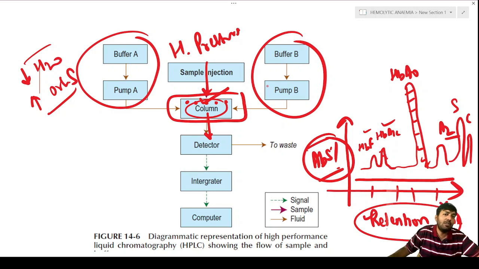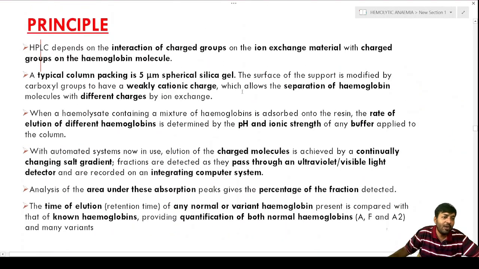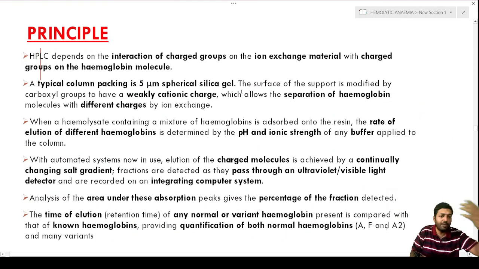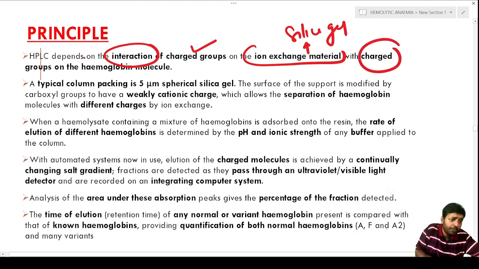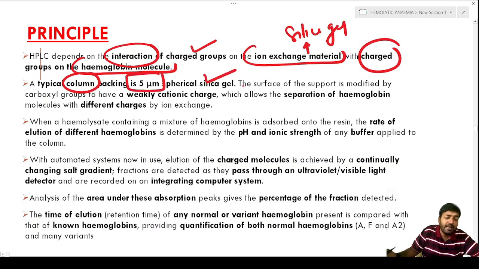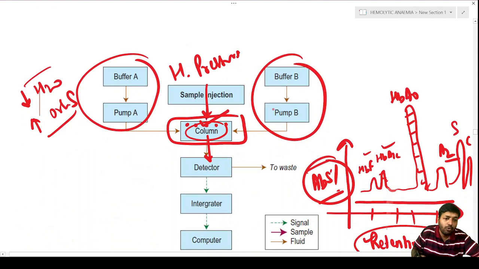Having understood the concept of HPLC, now we are going to understand the basic principles of HPLC. The principle depends on the interaction of the charged groups on the ion exchange material, that is your silica gel, the stationary phase, with the charged groups present in the hemoglobin molecule. Different hemoglobin molecules have different charges, so their interaction will be different. A typical column packing is a 5 micron spherical silica gel. So as I told you, this is the column packing.